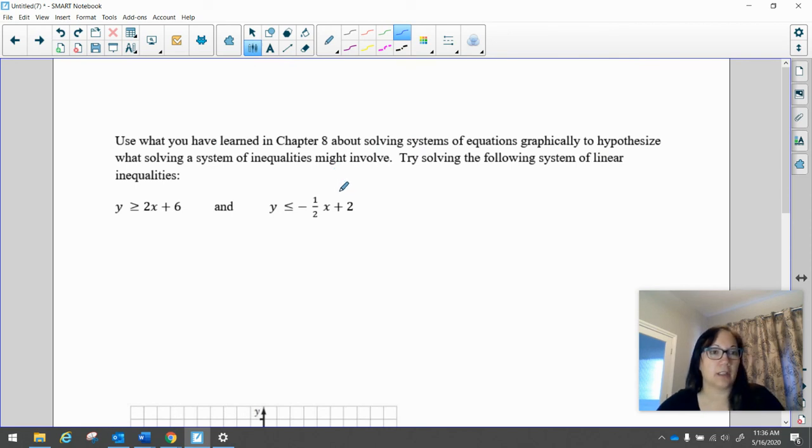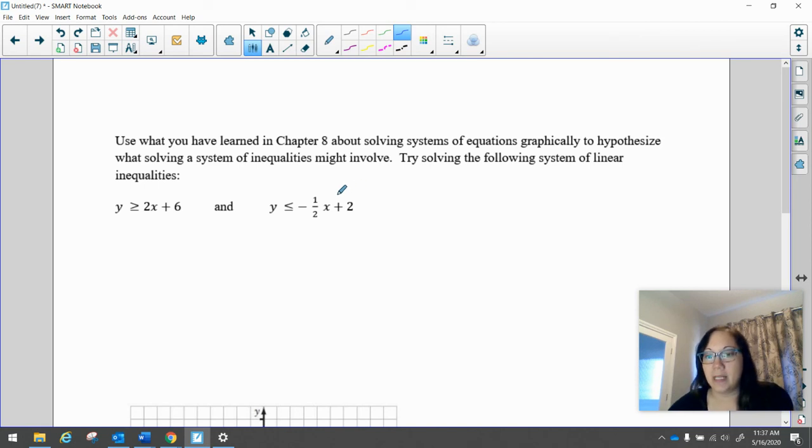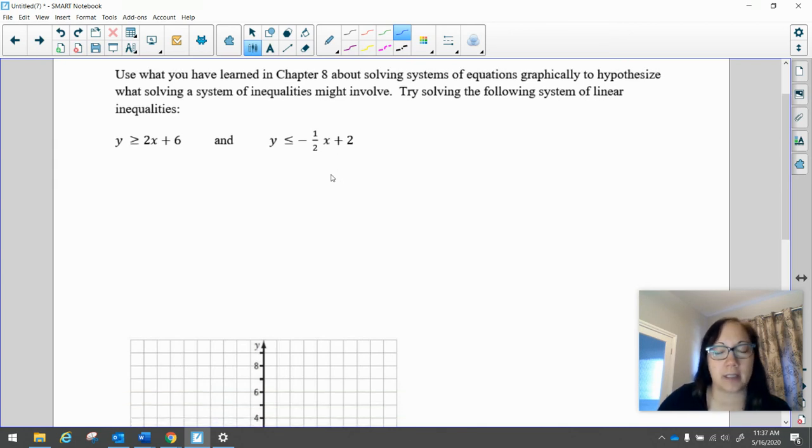Okay, so here we're going to use what we've learned in Chapter 8 about solving systems of equations graphically to hypothesize what solving a system of inequalities might involve. So when we did Chapter 6, we were graphing lines or lines and parabolas and finding intersection points. Now that we're working with inequalities, we're going to look for intersections of regions, entire regions, not necessarily just points. So this is a really great example to take a look at. Okay, so here are our two inequalities.